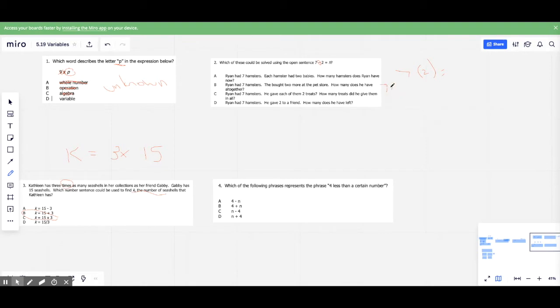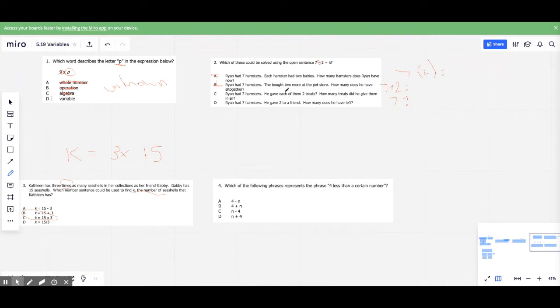The second one, we're talking about 7 hamsters, and Ryan bought 2 more at the store. If I'm buying something, I'm adding to what I have. Also not going to work. Third one, 7 hamsters, and they each got 2 treats. Really hard to do hamsters and treats and get an answer, okay? They're looking at how many treats he had overall, so that's not going to work.